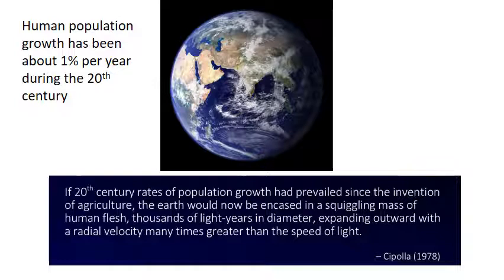So if that's sustained, by 2040, there'll be 12 billion people on Earth. The human population has been growing at about 1% per year throughout the 20th century. And there's quite a frightening quote from Cipolla in 1978 that says that if 20th century rates of population growth had prevailed since the invention of agriculture, the Earth would now be encased in a squiggling mass of human flesh, thousands of light years in diameter, expanding outward with a radial velocity many times greater than the speed of light.